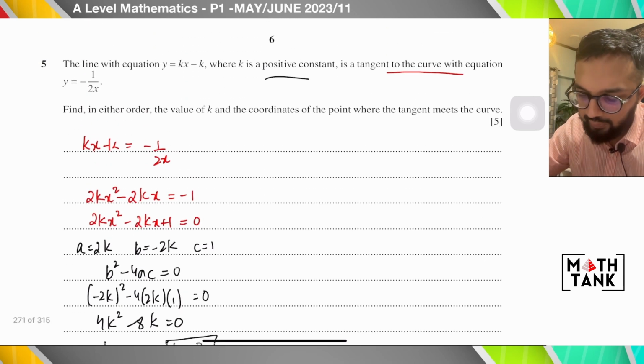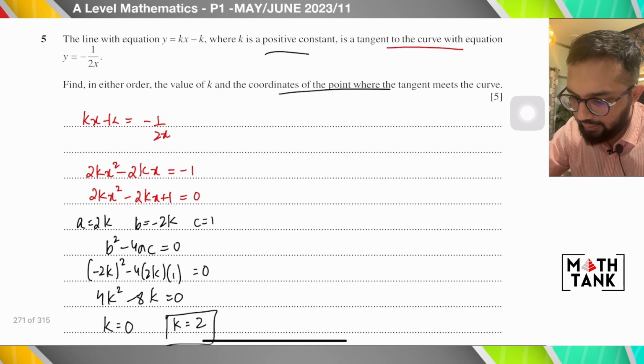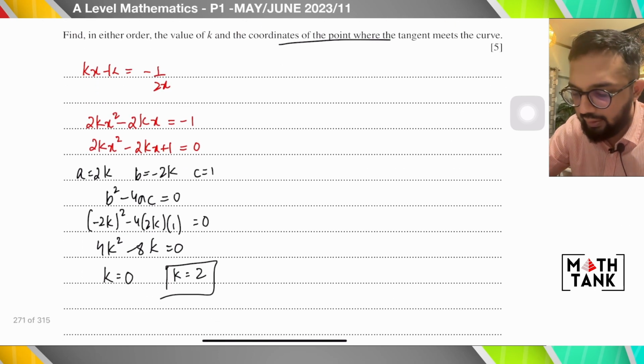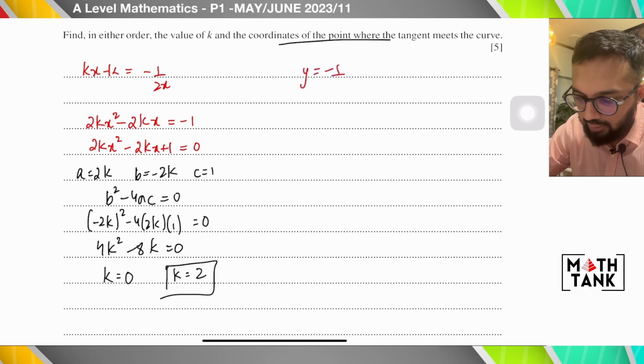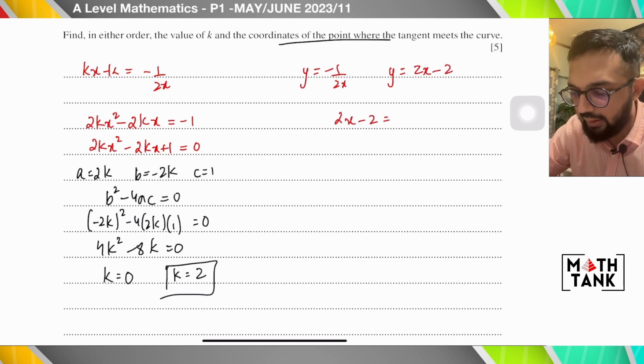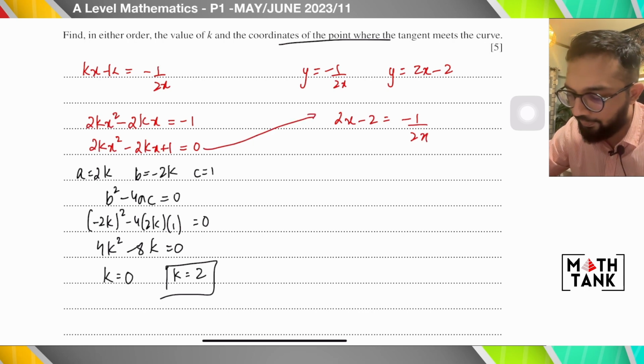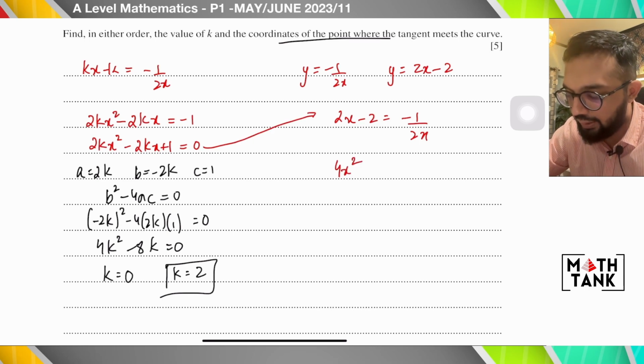Okay, then the coordinates of the point where the tangent meets the curve. So I can say that now that's the curve that I'm talking about, and that's the tangent that I'm talking about. So I'm going to again solve them simultaneously, although I could have just picked up this equation and inserted k. So I could have done that too.